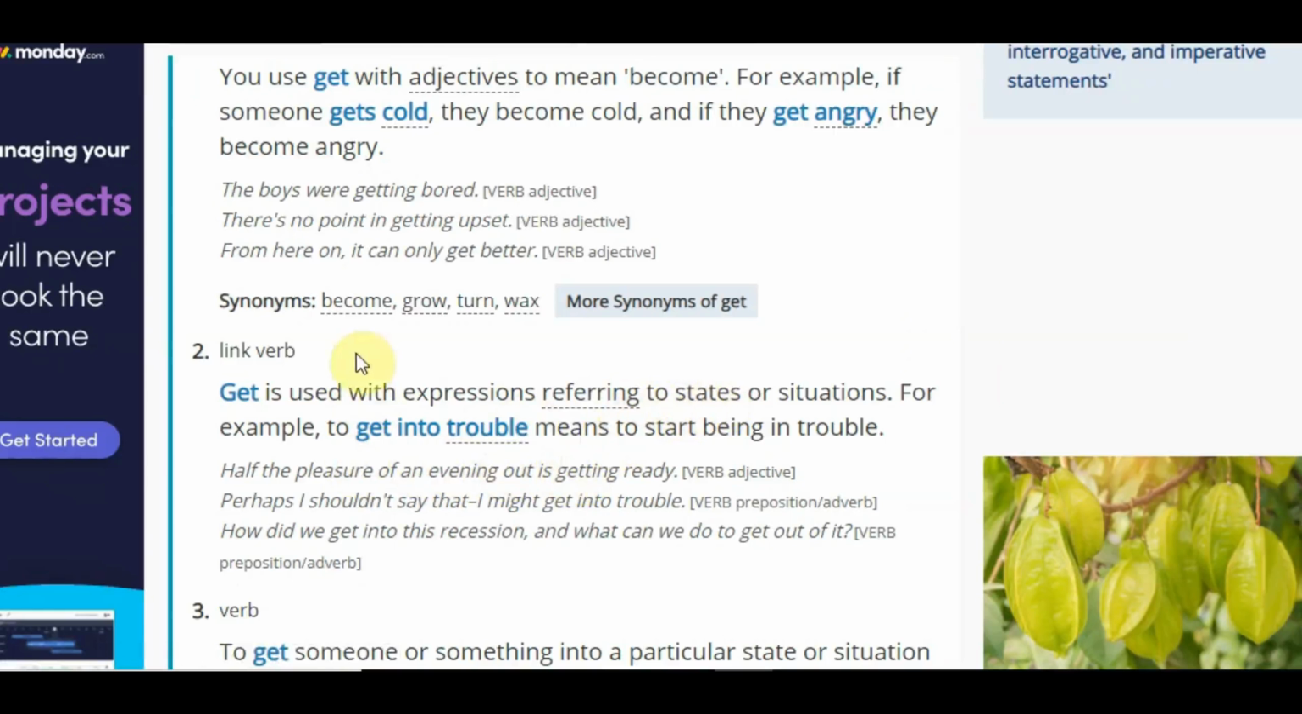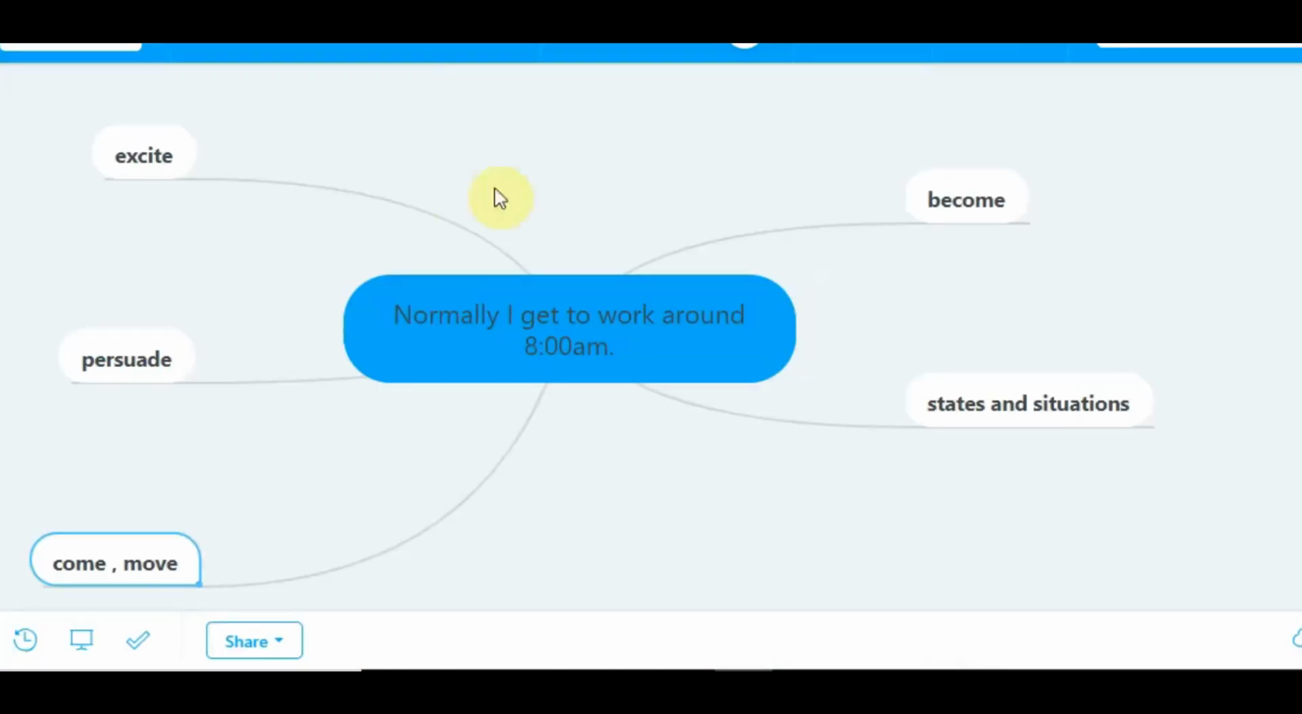What you will do now is take the synonyms of the meaning of these words in each sentence and place them in a mind map, like I've done already. These are the various meanings of the word get, depending on the different sentences that they appear in: excite, persuade, come, move, states and situations, or become. One by one, substitute the word get with each synonym.